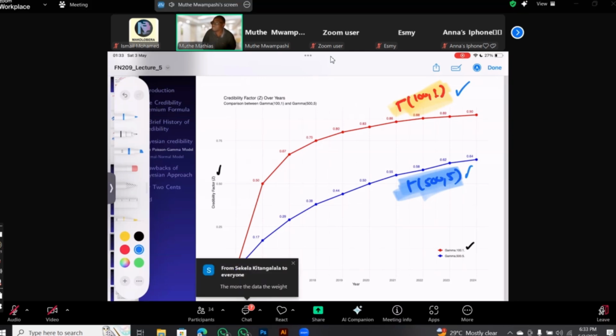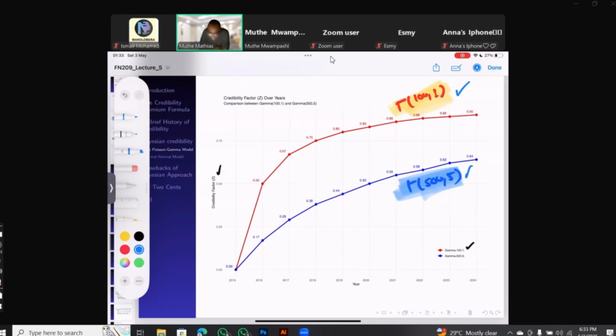So what do you think, guys? Why do you think Z is going up? Okay, I can see, because it's an increasing function. Excellent, yes. Excellent estimate. Yes, Sekela, the more the data, the more the weight. Yes, that is the reason.